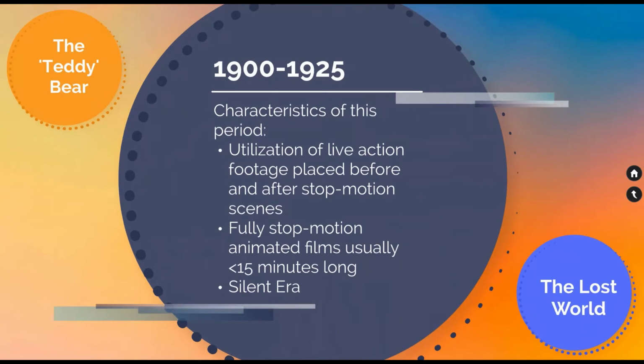Many stop-motion animated films made from the early 1900s to 1920s used only small segments of actual stop-motion material. These films would usually be almost entirely live-action footage with a few short scenes of stop-frame animations. Additionally, these productions lacked synchronized sound because they were made during the silent era of film.